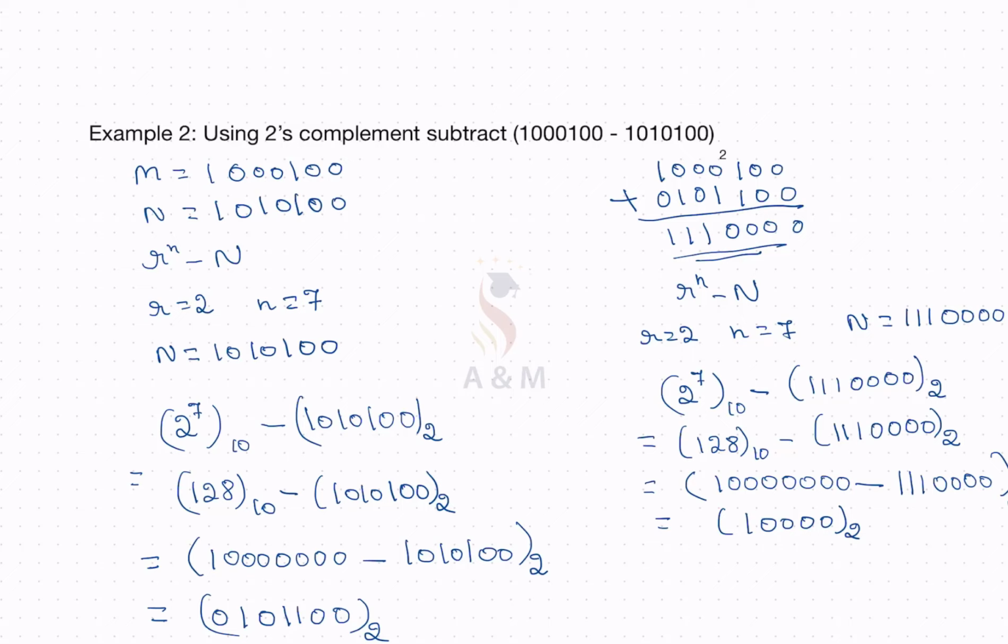According to step 2, we have to place a negative sign to the result obtained. Therefore, the result will be minus 10000 to the base 2.